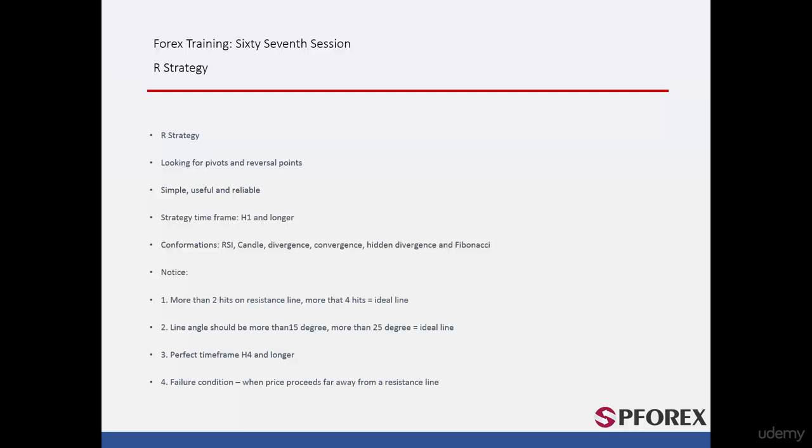Remarkable notifications. A trader must consider the following aspects. Market price must touch the support line at least twice. A support line with more than 4 hits is an ideal support line. A suitable support line has an angle greater than 15 degrees, while it would be ideal if the angle was over 25 degrees. Appropriate time frames are H4 and longer spans.